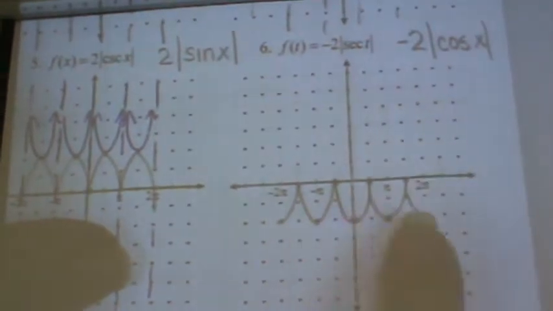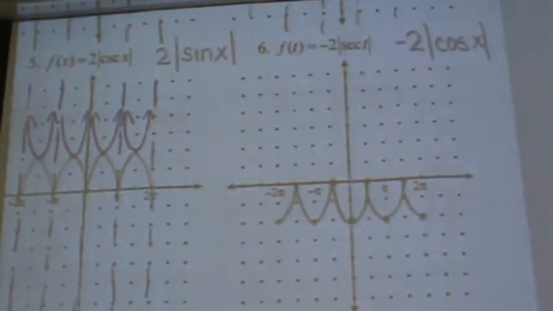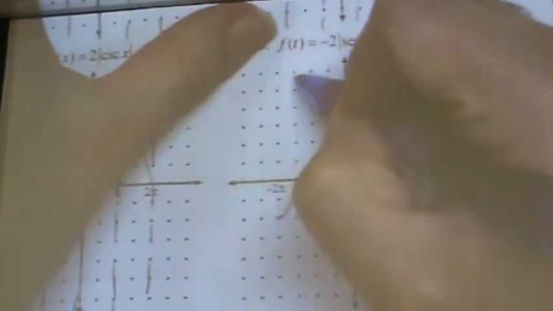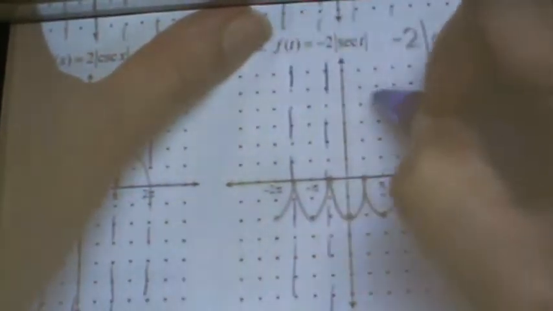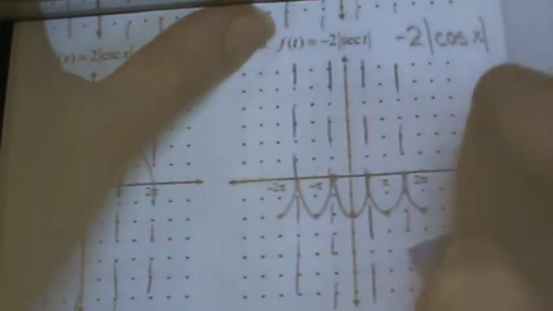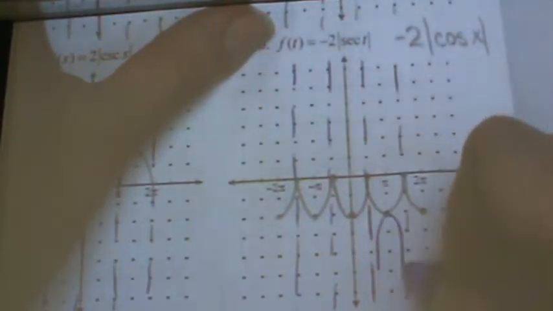That's the cosine, the absolute value 2 cosine. Is that the answer? No. What's the answer? It's gonna be all of these asymptotes in between. So it's gonna be this.